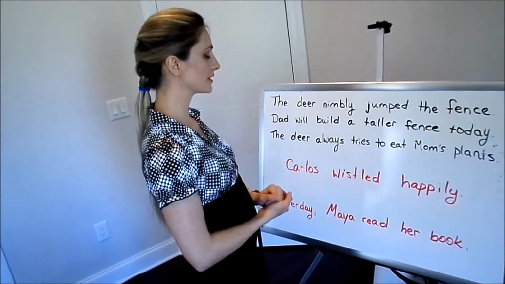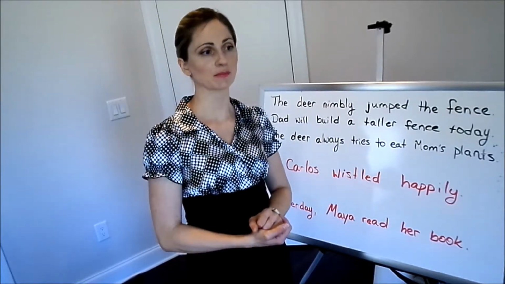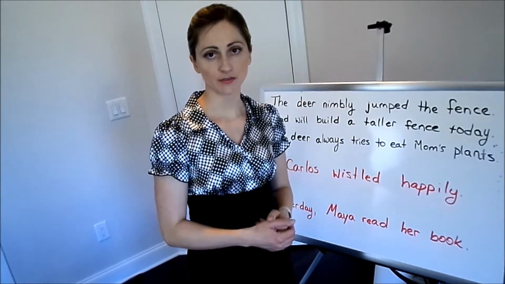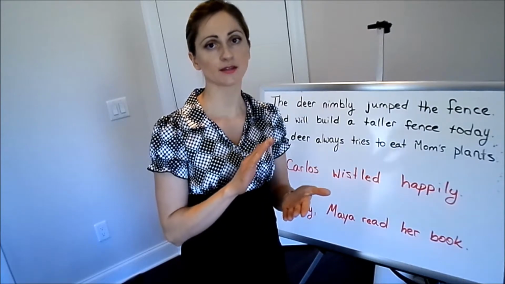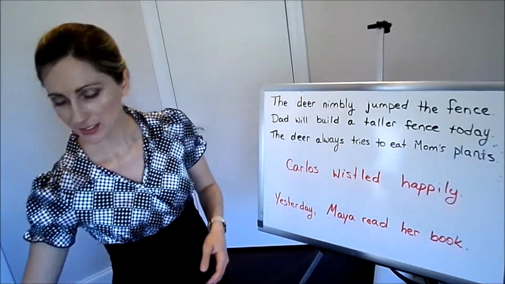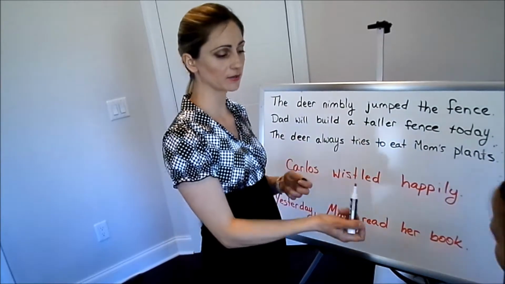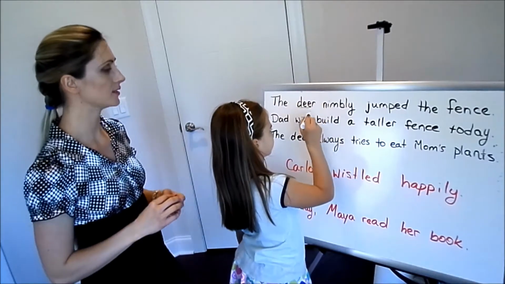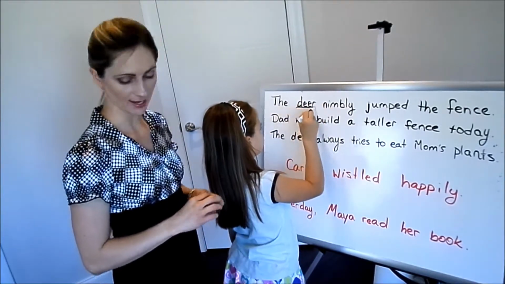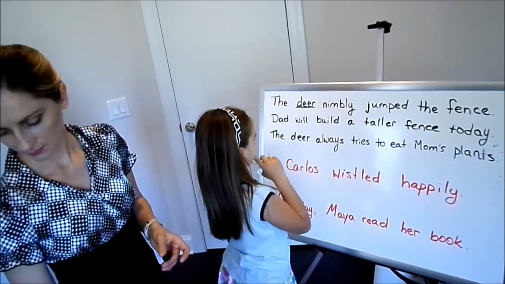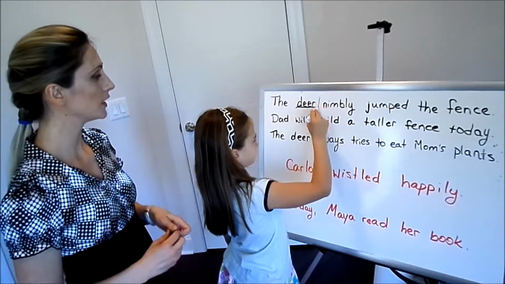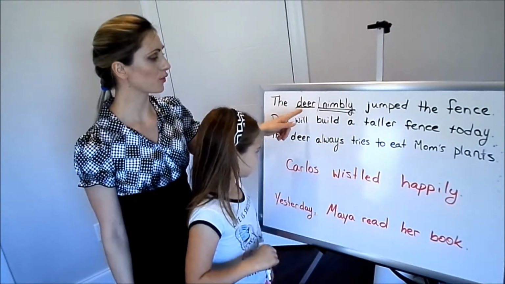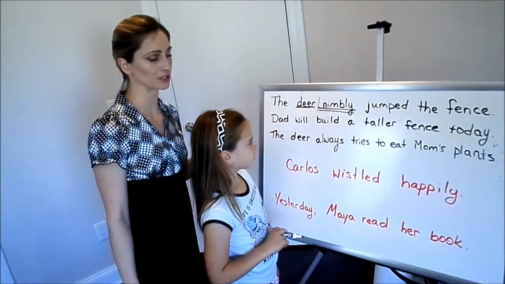Dad will build a taller fence today. The deer always tries to eat Mom's plants. So, the deer nimbly jumped the fence. Let's see if you can find the noun and the verb in this sentence. Ksenia, could you come here and underline nouns and verbs in this sentence? Deer is a noun. It's a noun, good. Good. Notice how she separated her subject from the predicate right after the noun. That's the subject of the sentence.